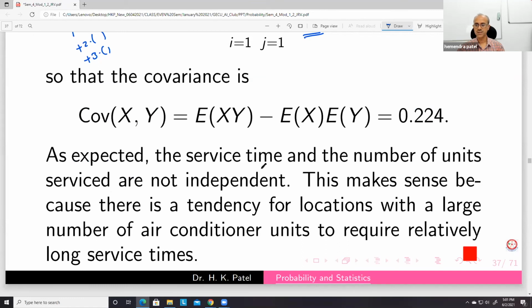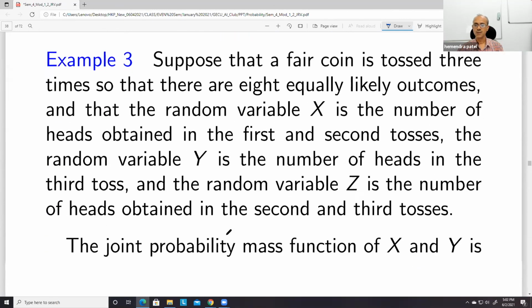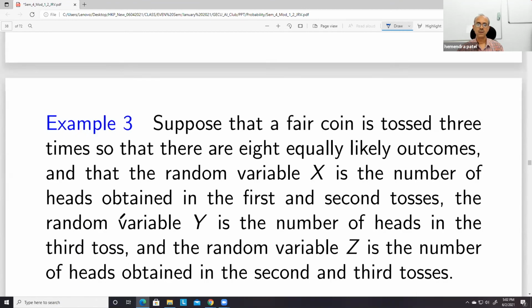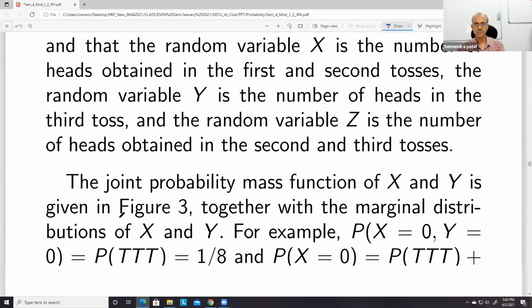So as expected, the service time and the number of units serviced are not independent. This makes sense because there is a tendency for locations with a large number of air conditioner units to require relatively long service times. So there is dependency between time and number of ACs. Then let us see the last problem for today.